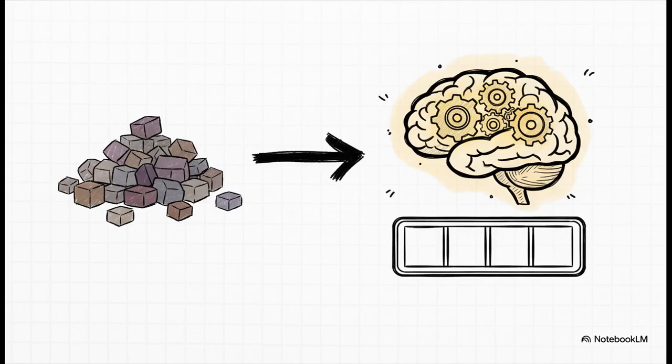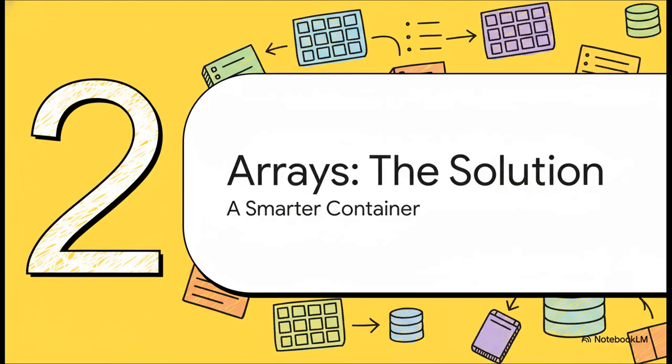And that brings us to a really important realization. There has to be a smarter, more organized way to deal with big collections of data. And that smarter way is the array. Instead of trying to juggle 100 separate, messy variables, an array lets us use one single powerful container. You can think of it like a filing cabinet. Every piece of information gets its own labeled folder, but they're all neatly organized in one place.